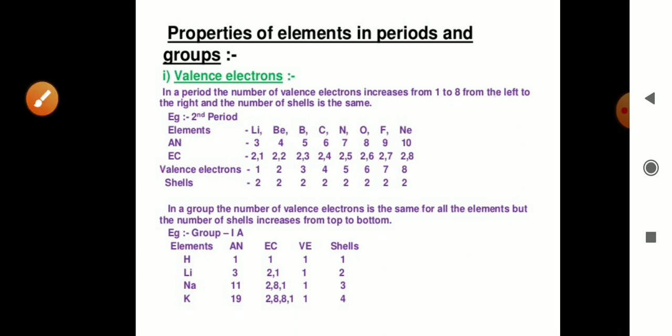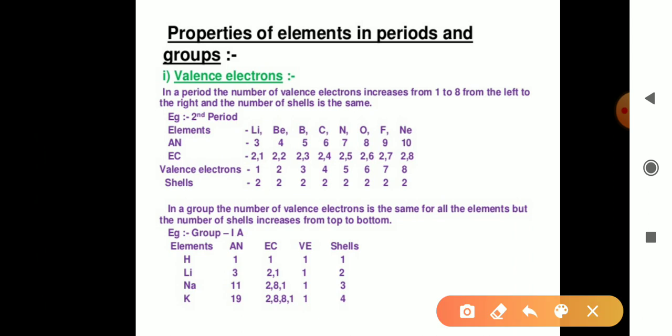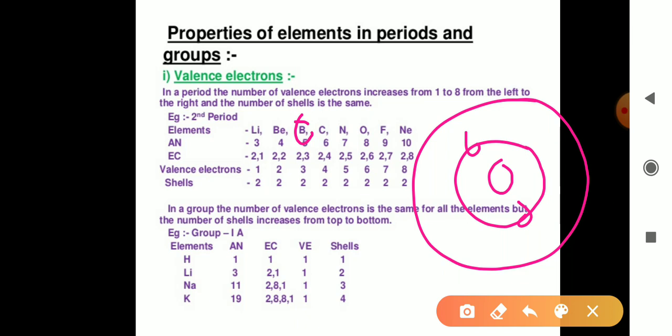Okay, then next example, boron. Boron has atomic number 5. So nucleus, first shell contains 2 electrons, second shell, now the remaining electrons, and here total electrons are 5, so plus 3 electrons in the outer shell, so valence electrons are 3, and the number of shells is the same, again 2 shells. So we can check all elements.